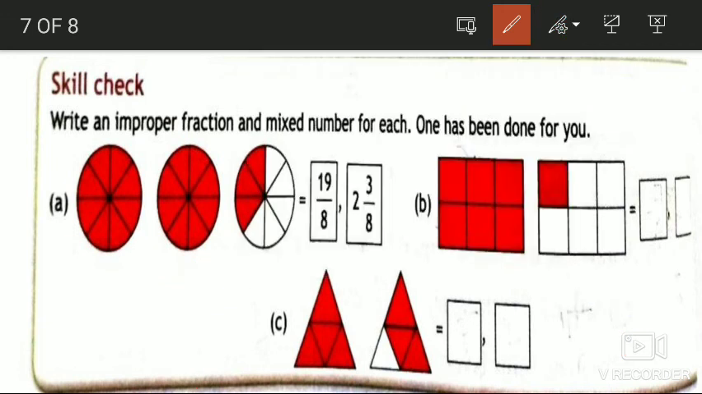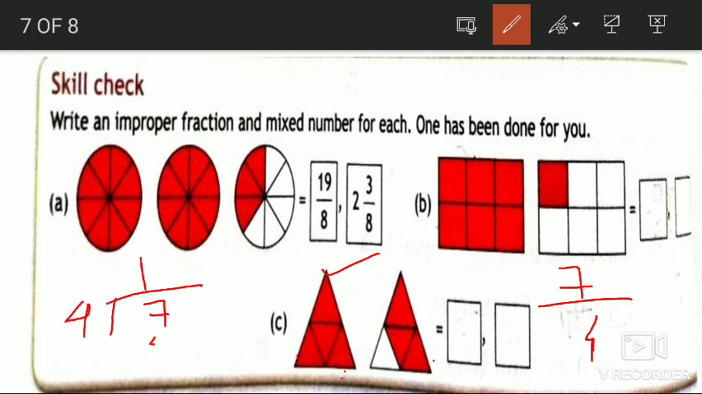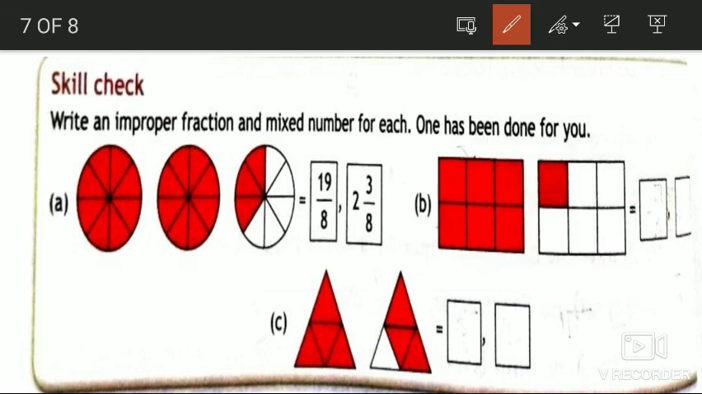This big triangle is divided into 1 2 3 4, 4 smaller triangles. So in the denominator you have 4. How many small colored triangles are there? 1 2 3 4 5 6 7. 7 by 4. And divide 7 by 4. How much do you get? The number closest to 7 in 4 timetable is 1. 4 1 is 4. 7 minus 4 is 3. Then your mixed fraction will be 1 3 by 4.